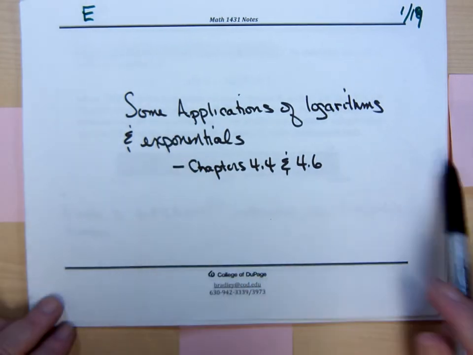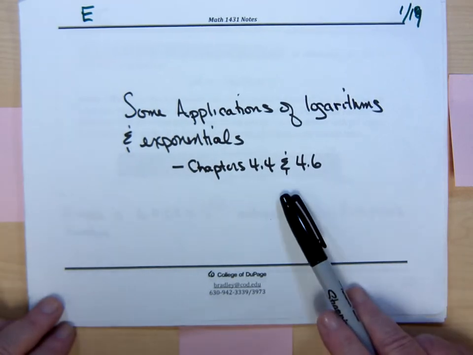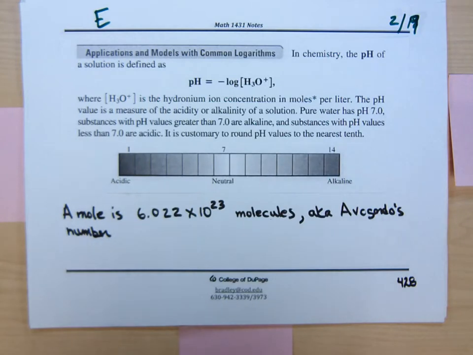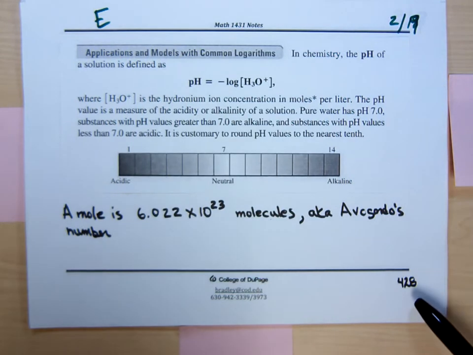Today we're going to be discussing some applications of logarithms and exponentials, and this material comes from chapter 4.4 and 4.6. The first application that we're going to discuss is having to do with pH values. This stuff is found on page 428 in your textbook.